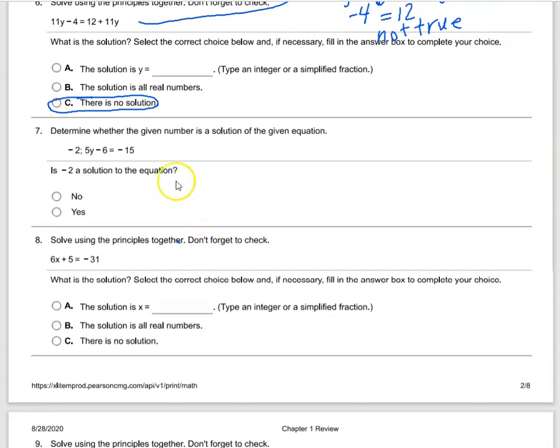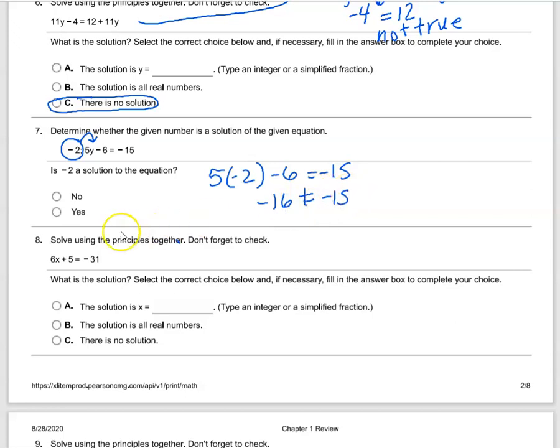Okay, on number 7, it's asking us if -2 is a solution to this equation. So instead of y, we're going to plug in -2 to see if it works. 5 times -2 is -10, minus 6 is -16, which is not equal to -15, so -2 is not a solution.